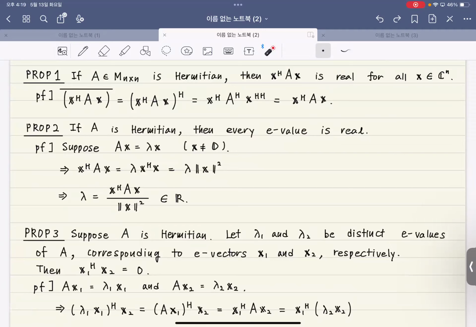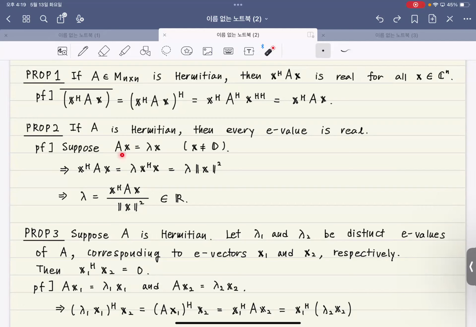If A is a Hermitian matrix, then every eigenvalue of that Hermitian matrix must be a real number. This is also a very useful fact, because a priori, for any complex matrix, the eigenvalue should also be some complex number. But if A is Hermitian, then the eigenvalue must always be a real number. Why? The proof is also not complicated.